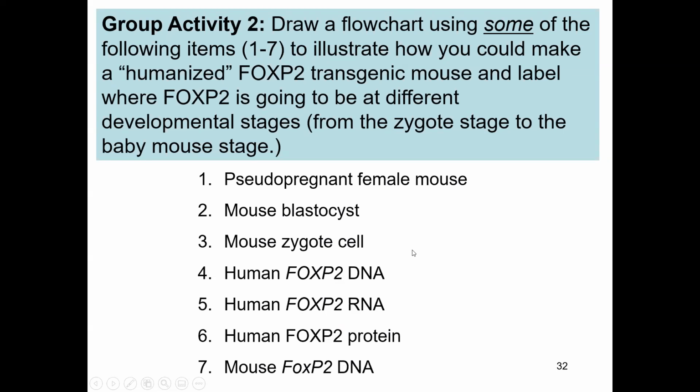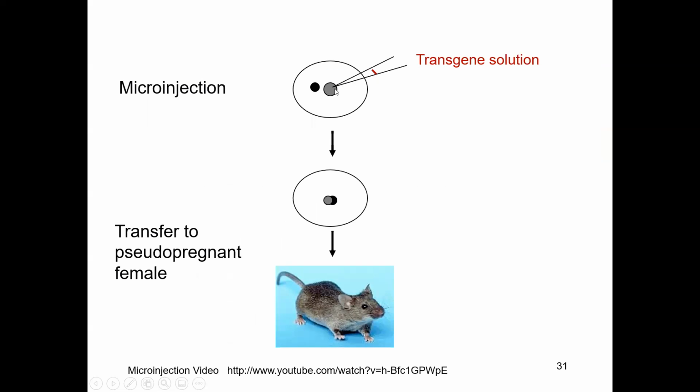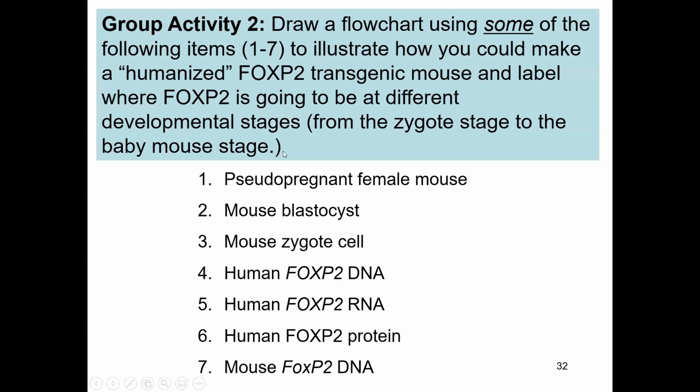So on there, we want to inject something into the mouse cell. Do we want to inject the DNA, RNA, or protein? And do we want to inject it into a blastocyst or a zygote cell? And what happens to the mouse DNA? So I'll give you a minute to think this through before moving forward.